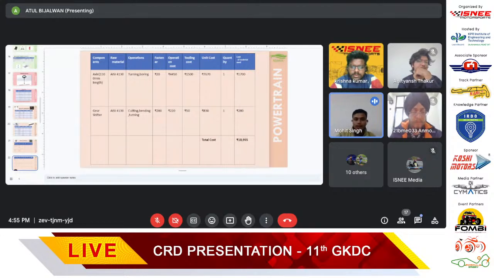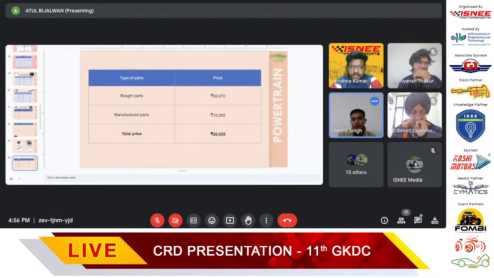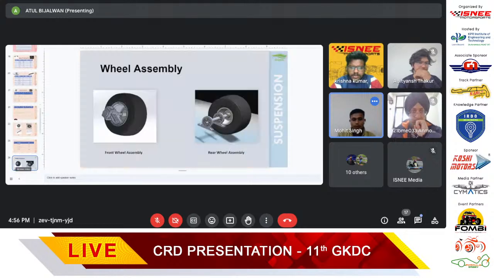For the gear shifter, material used is AISI 4130. Processes involved are cutting, bending, and turning. Fasteners cost is 280 rupees. Operations cost 220 rupees, tooling cost 50 rupees, unit cost is 830. Moving forward, these are the images of parts. And the total price of the powertrain is 50,025 rupees.